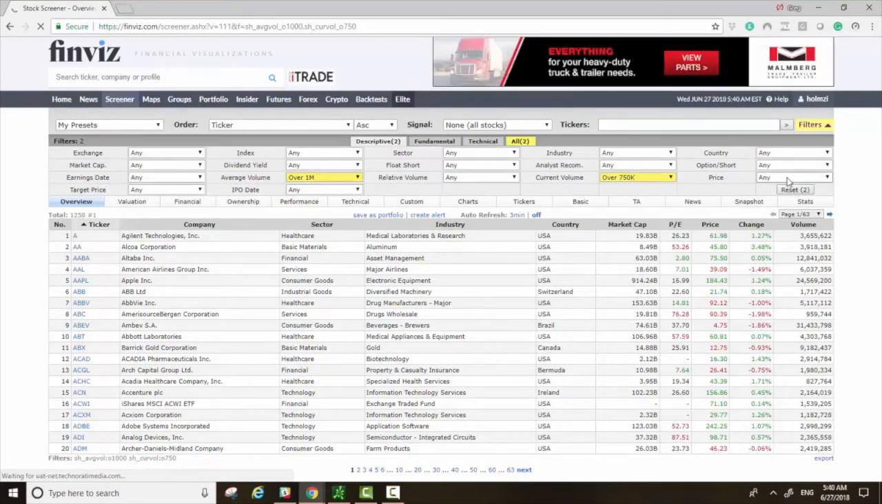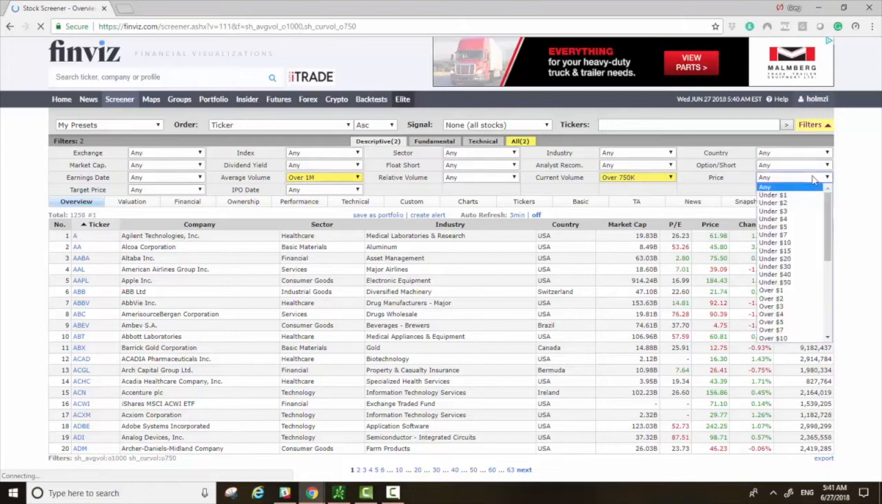It all comes down to that liquidity. Without it, you could be in a lot of trouble at some point. So there's industries in here, sectors. There's lots of other tabs we can play with here. I'm not really interested in that right now. We'll drill down to that at a later time.